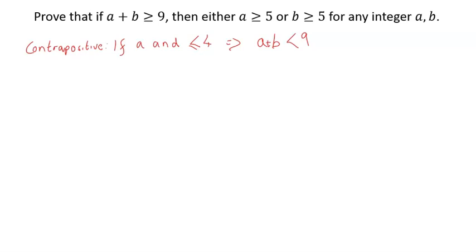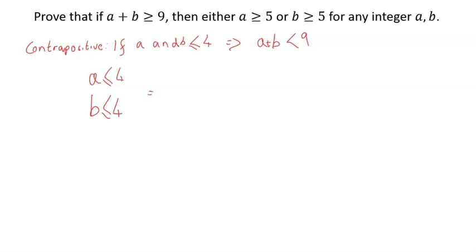So I've taken the statement and I've turned it around on its head. If a and b are less than or equal to 4, then a plus b has to be less than 9. So I've taken the if this, then that, and turned it into if not this. If it's not greater than or equal to 5, either or, I've taken it to be if both. And then can't be greater than or equal to 9, I've turned into has to be less than 9. So let's imagine what that means: a is less than or equal to 4 and b is less than or equal to 4.